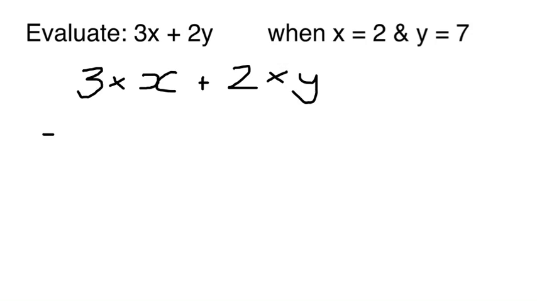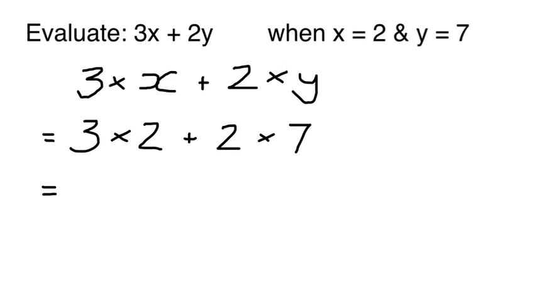So that's going to equal 3 times, now our x is a 2, so we put our 2 there, plus 2 times 7, because our y is a 7. Now you just got to remember BODMAS, so we've got to do our multiplications first. So 3 times 2, 6, plus 2 times 7, 14, add them together and we get 20. So we're just evaluating that, finding an answer, and we've done that by substituting numbers into our variables. We're going to move on to a slightly different example now.